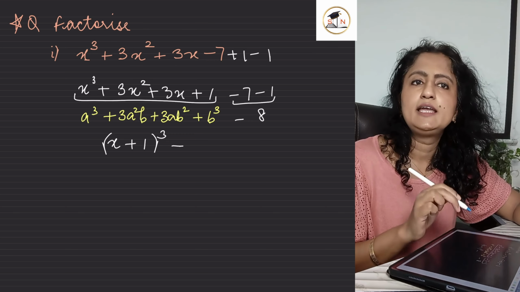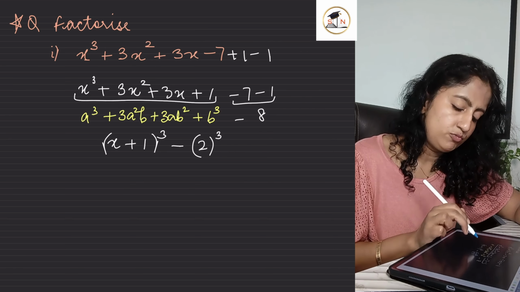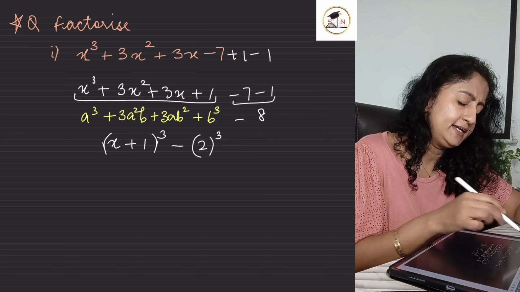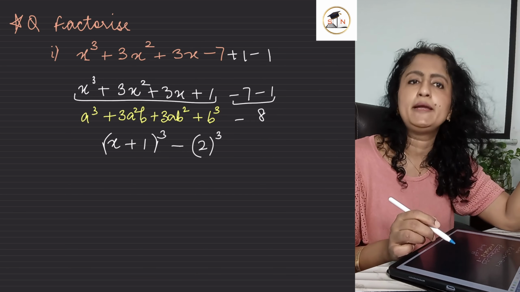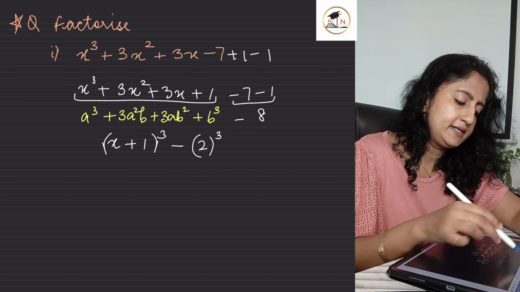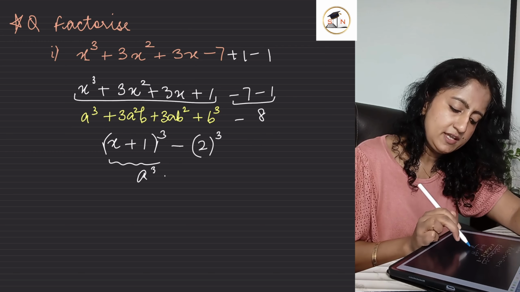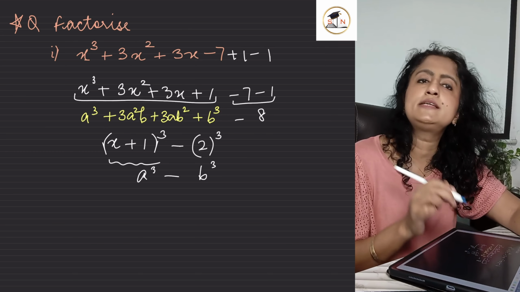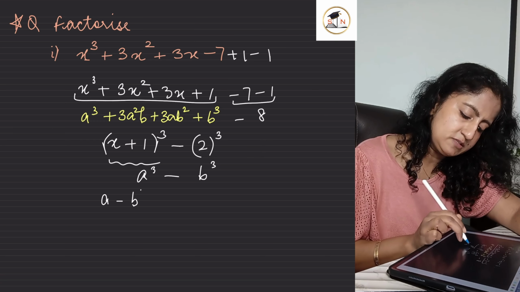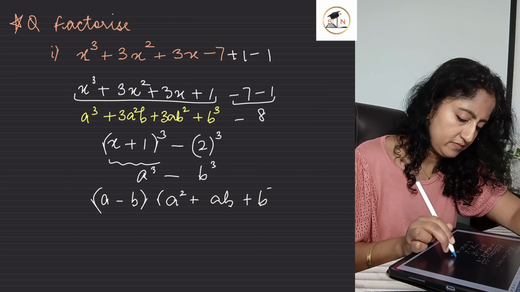And what do we have? 8. 8 is nothing but 2 cube, right? So now what do we get? Again, this question actually belongs to the next version of the identity, which is a cube minus b cube. But fine, I am doing it over here also because I have already explained it. So now what do we get? This is your a, this is your b cube. And what is the expansion of a cube minus b cube? I'm just writing it over here. It is a minus b into a square plus ab plus b square.